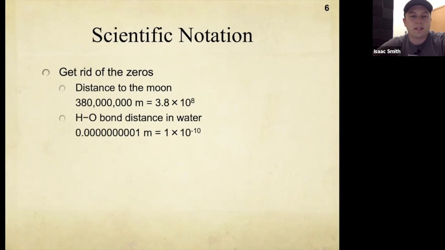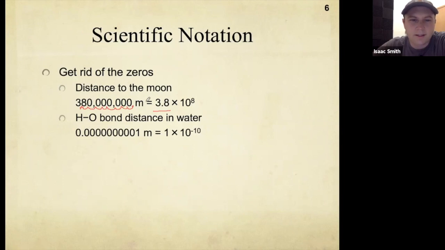So scientific notation, again, it gets rid of the zeros. For this distance to the moon problem right here, this is a really long number, and just looking at it kind of makes you just not want to even think about it, right? So to convert this number to scientific notation, we put a decimal point here, and then we need to move the decimal point all the way over until there's just one digit left to the left, right? So we come 1, 2, 3, 4, 5, 6, 7, 8, okay? So then that gives us the 3.8, okay? And we just leave off all the zeros, right?